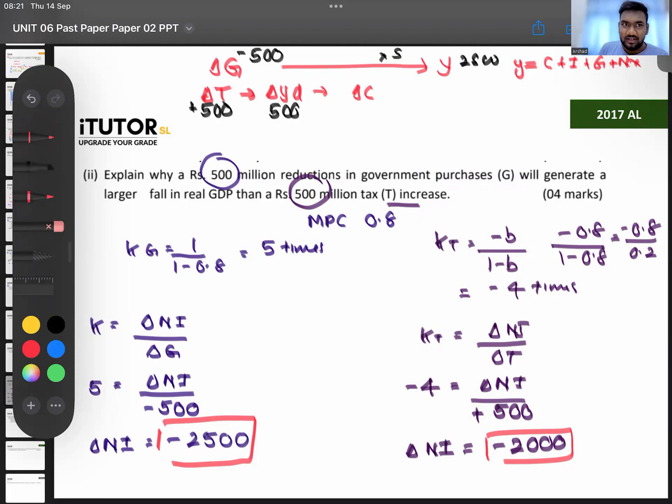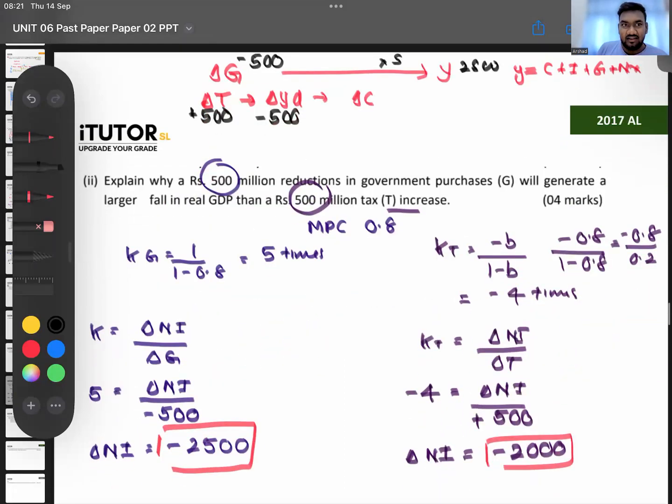But if you increase taxes by 500, what's going to happen? First, your disposable income will fall by 500. Remember, disposable income is Y minus T. So if you increase T, YD falls. When YD falls by 500, does your consumption also fall by 500? No. Remember MPC. When YD falls by 500, your MPC is 0.8, so your consumption will only fall by 400. This 400 multiplied by 5, your national income falls only by 2,000. That is the story, guys.